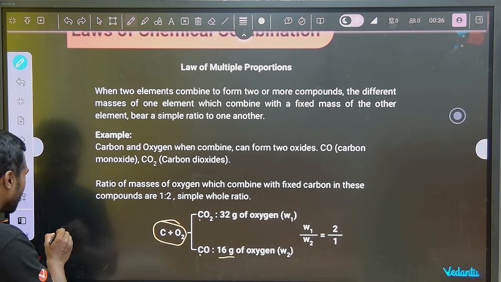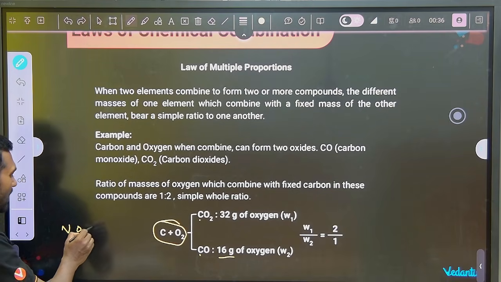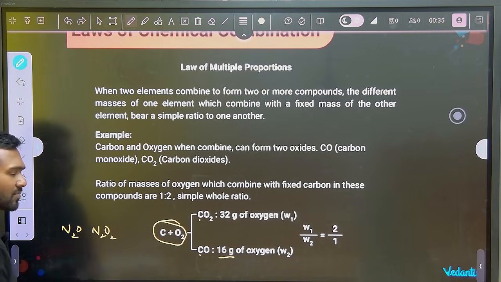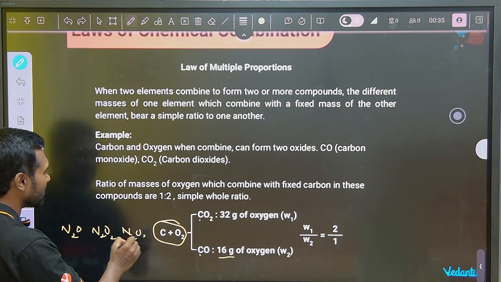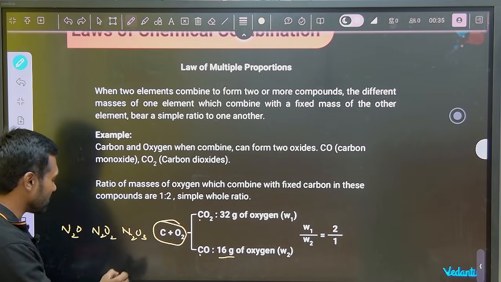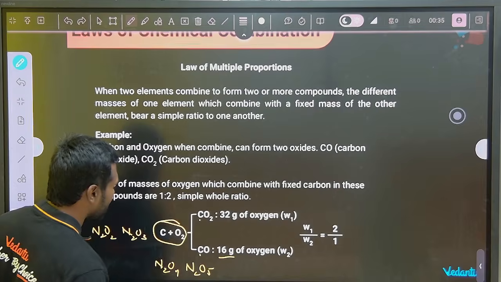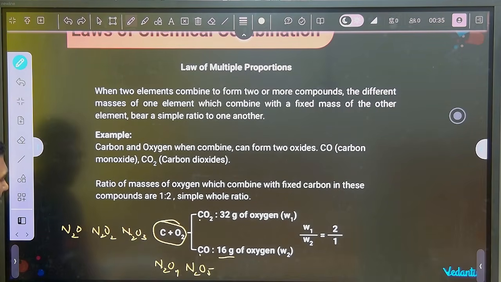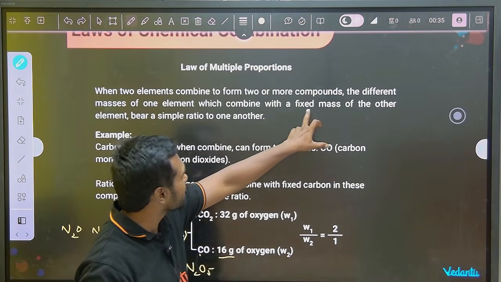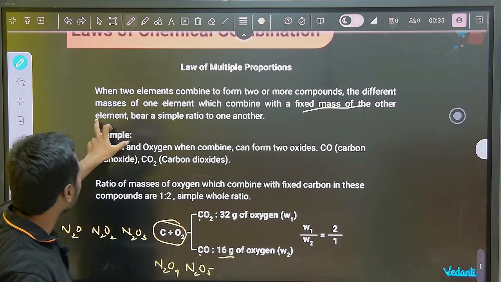Similarly, take the nitrogen oxides N2O, N2O2, the dimer form, then N2O3, N2O4 and N2O5. If you take these five compounds and observe, the nitrogen mass is fixed. Everywhere it is 28 grams. So the mass of one element is fixed.